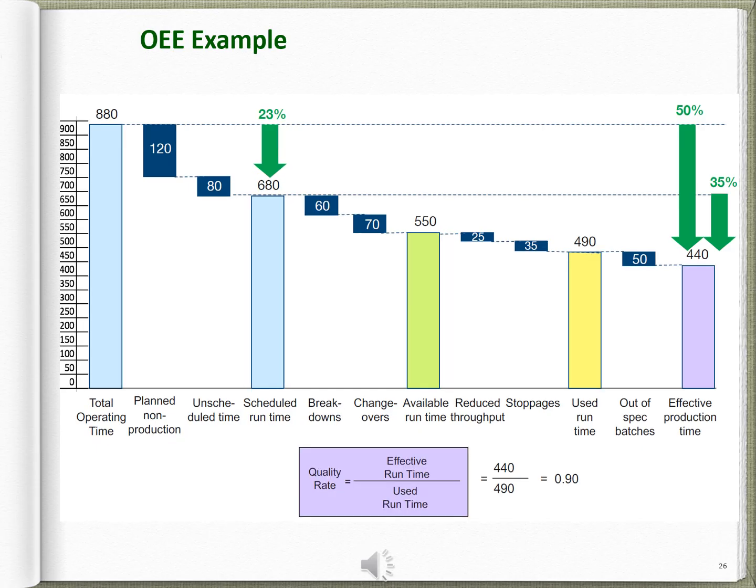The quality rate is calculated by dividing the effective runtime by the used runtime. In our example, a daily average of 440 minutes was considered effective production time, or effective runtime. That is, the time of producing units without defects. The used runtime was 490 minutes on average per day. Thus, the difference, 50 minutes, is the time dedicated to producing units that are out of specification. The resulting quality rate is 0.90 or 90%.